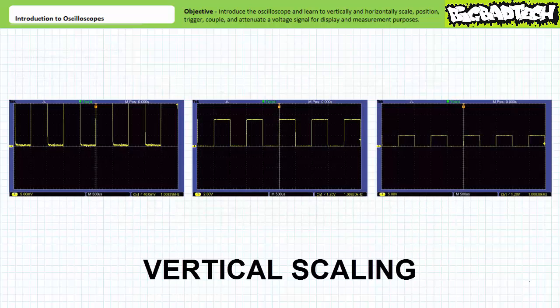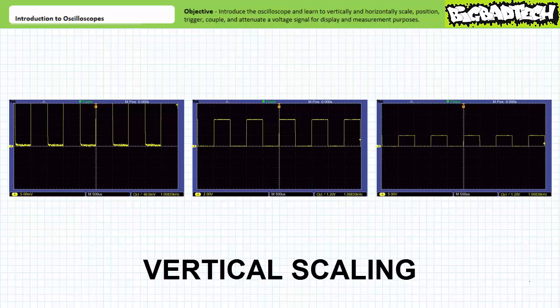For the vertical group, if the oscilloscope is improperly vertically scaled, your waveform will look comically small or so gargantuan it won't fit on the screen. Here's our test waveform with 5-volt pulses at 1 kHz, visualized at a vertical sensitivity of 5 millivolts per division, 2 volts per division, and again at 5 volts per division. All have the same horizontal scale at 500 microseconds per division.